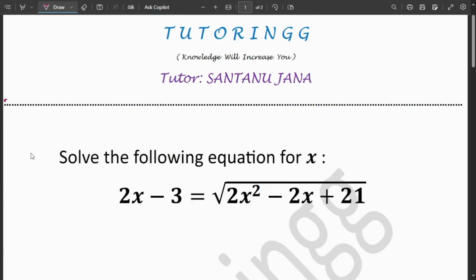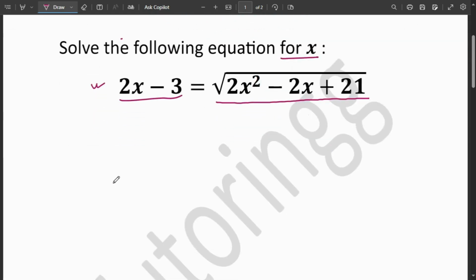Hello everyone. The given question is: solve the following equation for x, and the equation is 2x minus 3 equals the square root of 2x square minus 2x plus 21. To solve this type of equation, first take the square on both sides. After taking the square on both sides, what do we get?